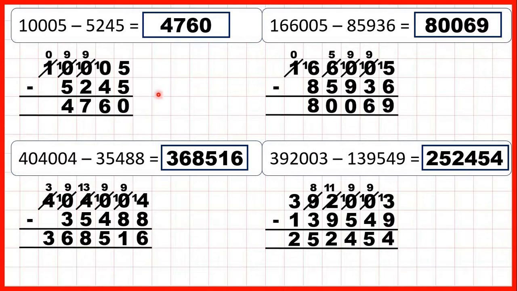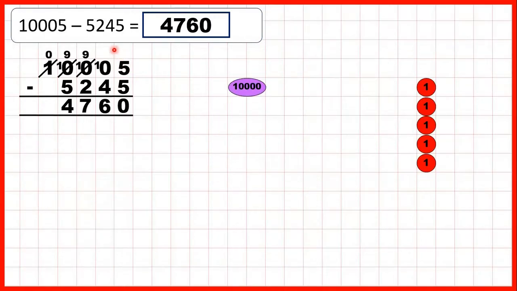Now to understand why this method works, let's show place value counters. So for the first question, we had 10,005. That's 1 10,000 and 5 ones. First, we subtracted 5 ones to get 0 ones in our answer. But then we didn't have any tens, and we needed to take 4 tens away. So we needed to exchange, and then exchange again, and then exchange for a third time.